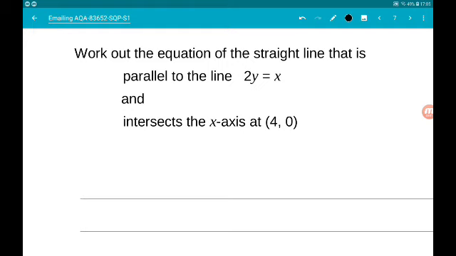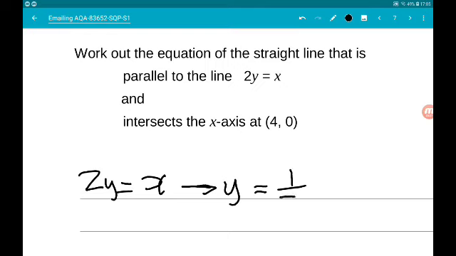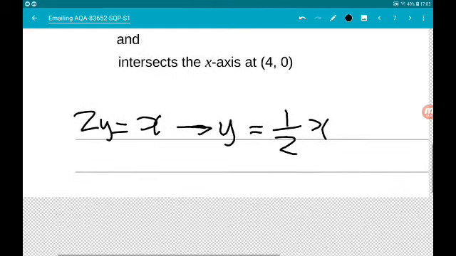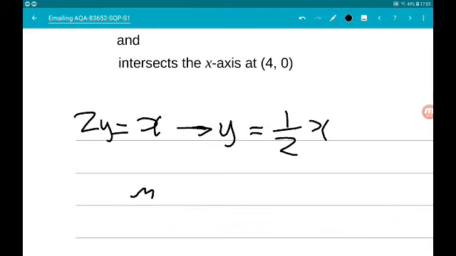Okay, question 7. We want to work out the equation of the line that is parallel to 2y equals x and intersects the x-axis at 4, 0. So, if 2y is equal to x, then y is equal to x over 2 or 1/2 x. So we know then that m is equal to 1/2.